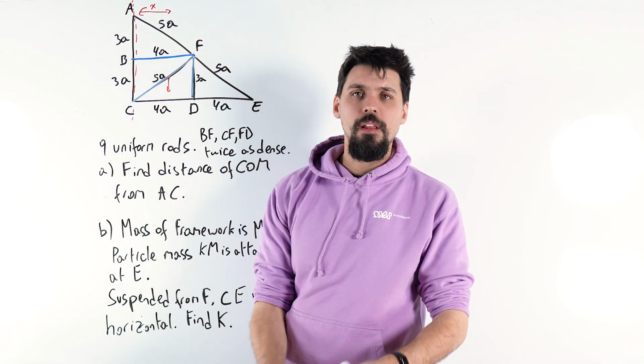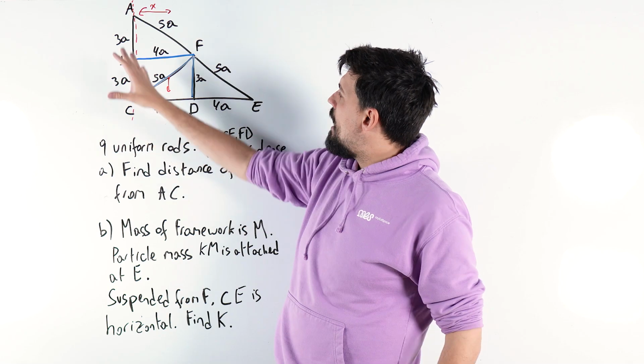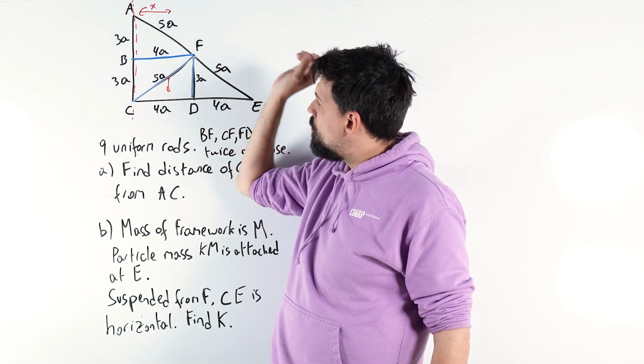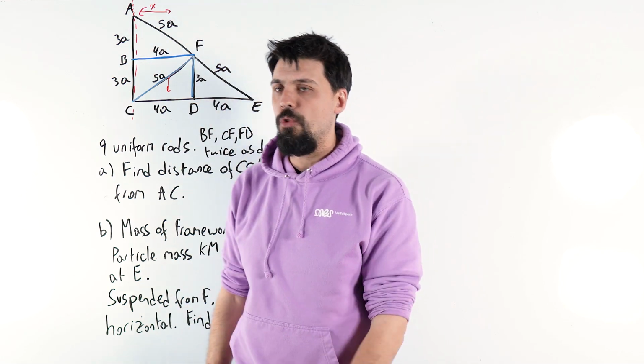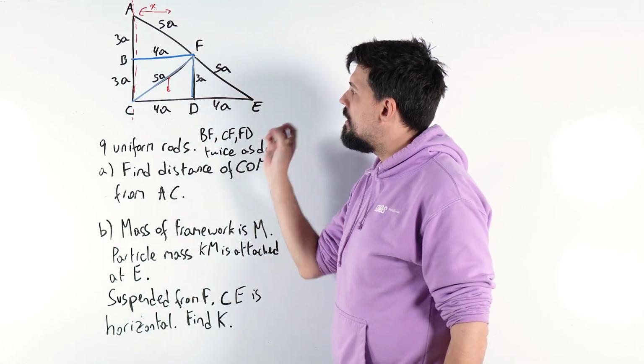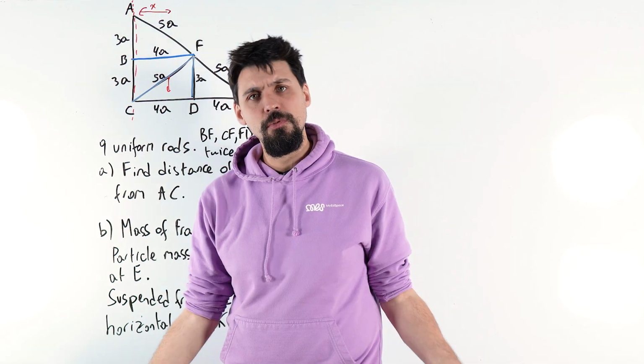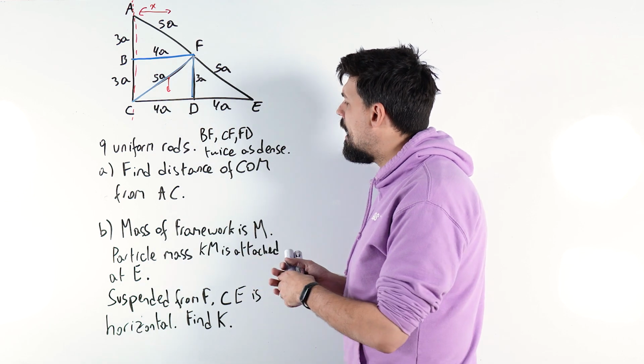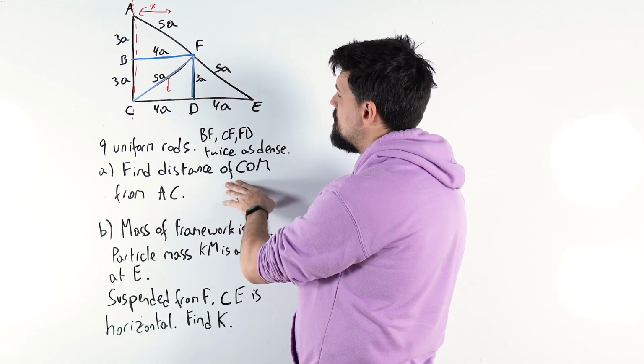We are going to do a little bit of mechanics. We have a center of mass question with a framework of 9 uniform rods. Let's count them: 1, 2, 3, 4, 5, 6, 7, 8, 9. Excellent. They make a bunch of right angle triangles, 3, 4, 5 triangles. And our job is to find the distance of the center of mass from AC.